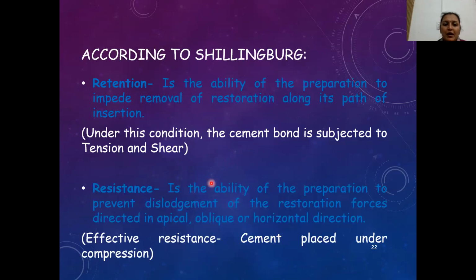According to Schillingberg, retention is the ability of the preparation to impede removal of the restoration along its path of insertion. Under this condition, the cement bond is subjected to tension and shear. Resistance is the ability of the preparation to prevent the dislodgement of the restoration by forces directed in apical, oblique, or horizontal direction. The effective resistance is obtained when the cement placed is under compression.